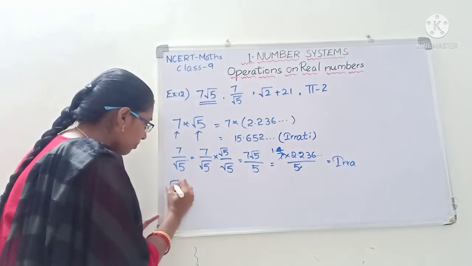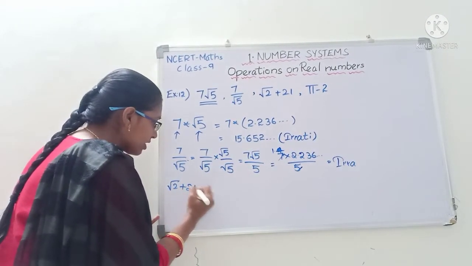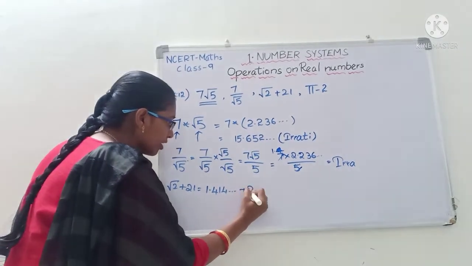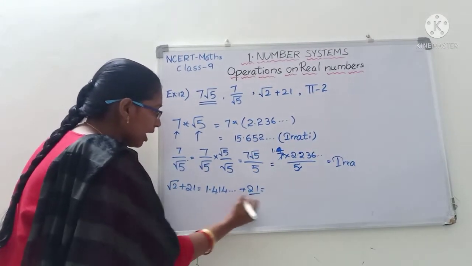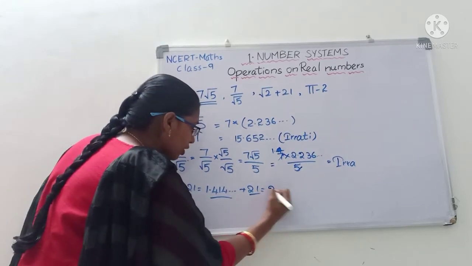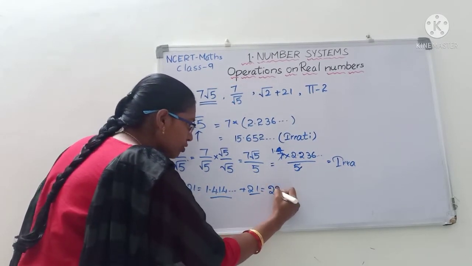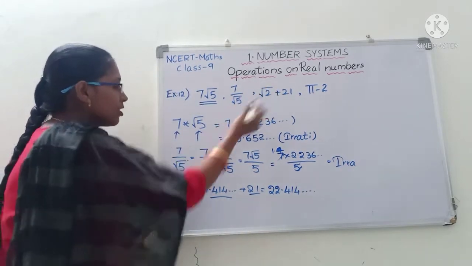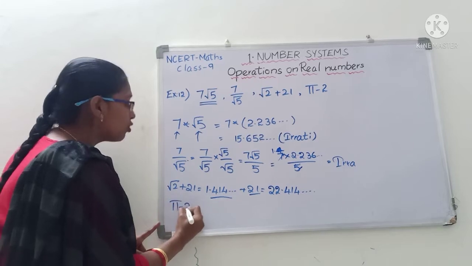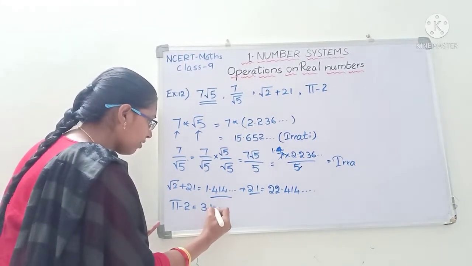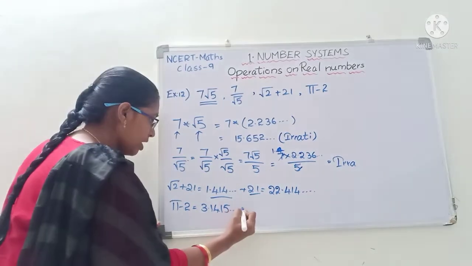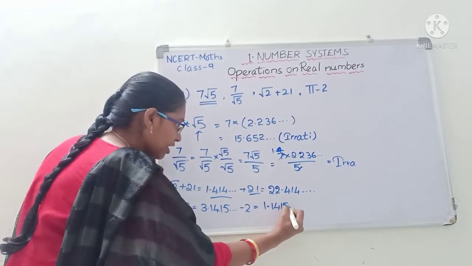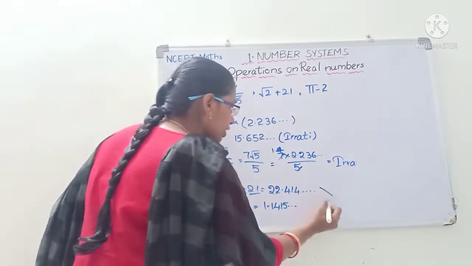Root 2 plus 21. What is the value of root 2, children? 1.414 and so on, plus 21. If you add a rational and an irrational number, you get what? 21 plus 1.414 is 22.414 and so on. So let's do pi minus 2. What is pi? 3.1415 and so on. Minus 2, what do you get? 1.1415 and so on. So again, you got an irrational number.